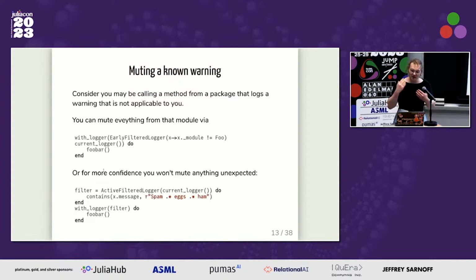Or if we're a bit more worried about muting something we shouldn't, we might want to use an active filter logger that we can actually check the message. So with the active filter logger, to do the same thing, we can pass in a function to filter on that's like contains message some regular expression. And then we can know that unless they change the log message beyond our regular expression, we're only going to filter out the thing that we want to. And it's used exactly the same as the early filtered logger.